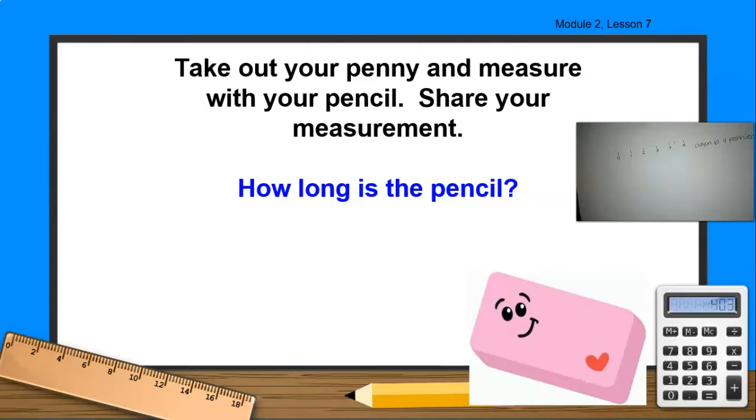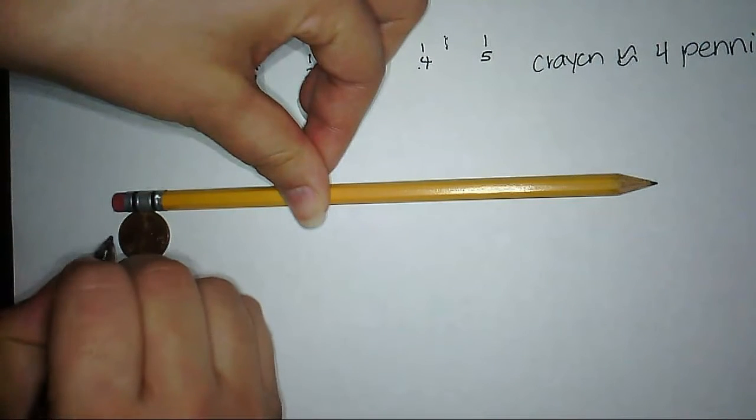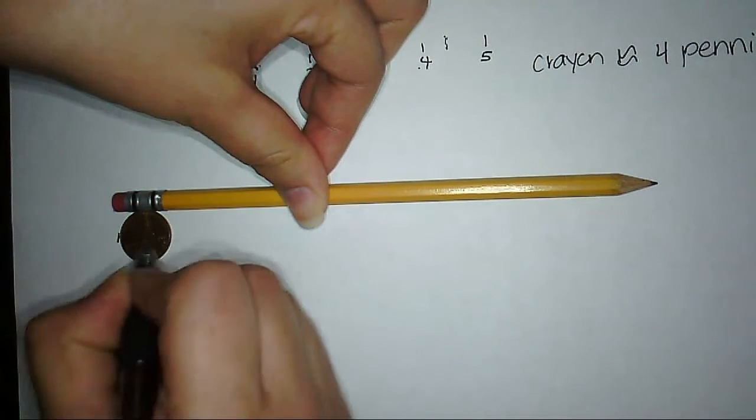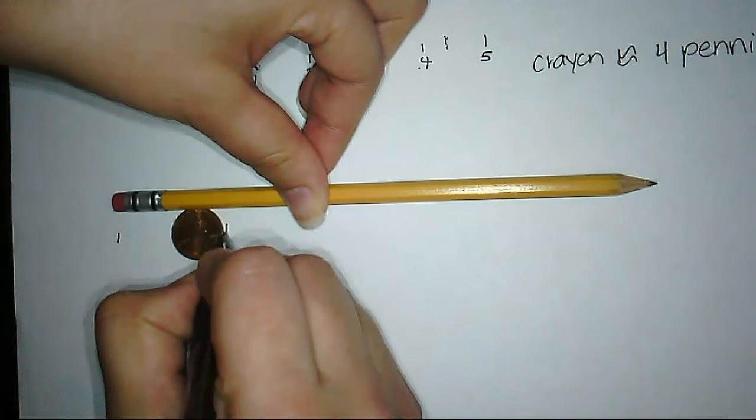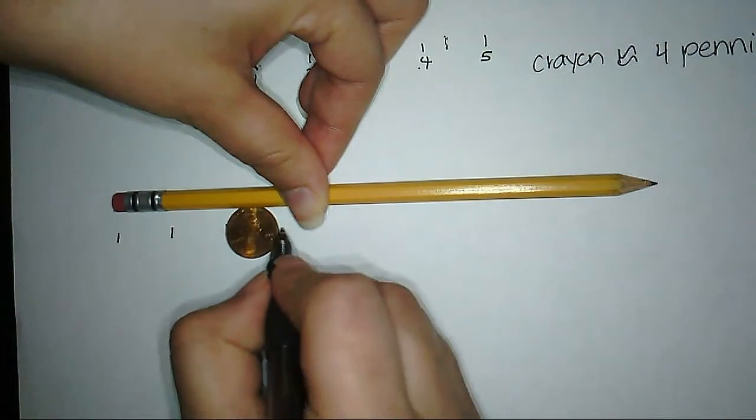Now we're going to take our penny and measure our pencil just like we did with the other ones. 5 seconds to gather the pencil. And let's start measuring, boys and girls. I go first hash mark where the pencil starts. Hash mark and go. Hash mark and go.